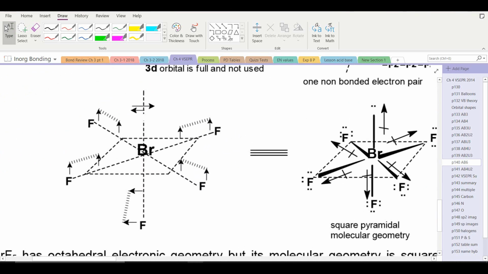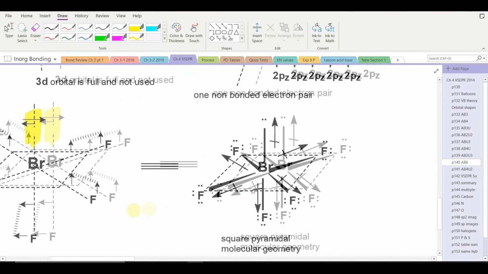Here's the shape. One of these is a non-bonded pair of electrons. Here it is. All right, what's left over? What would you call this shape?